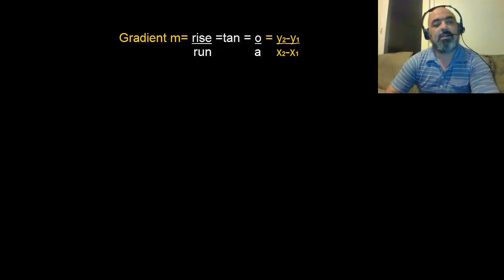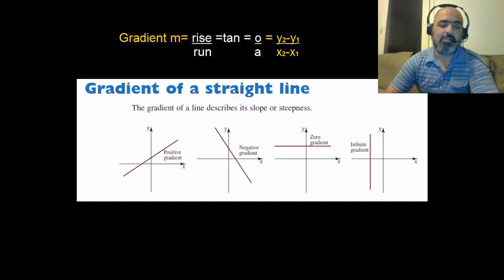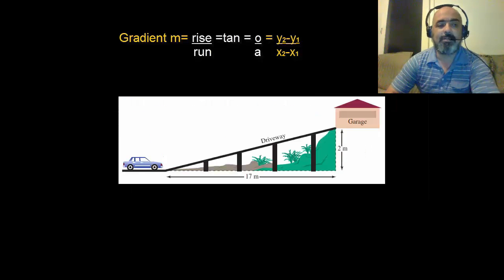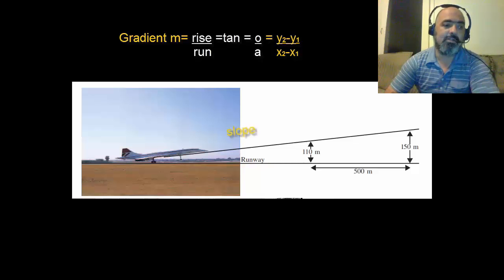Anyway, let's go back. There is still one more definition. The gradient is actually the slope. So if you think about the side of a ramp or a mountain, then how steep it is is actually the gradient.